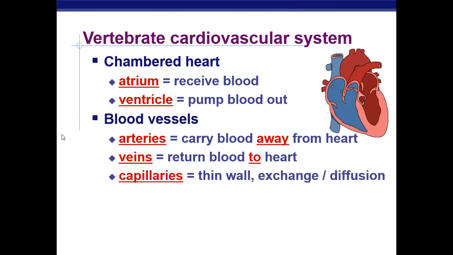Capillaries are thin-walled blood vessels that are used for exchange and diffusion to deliver oxygen to the cells in your body, to pick up carbon dioxide, deliver nutrients to the cells in your body. Capillary beds are a network of capillaries. In all your limbs, your hands, your feet, and your brain, you have capillary beds that are delivering gases, picking up gases, delivering nutrients.